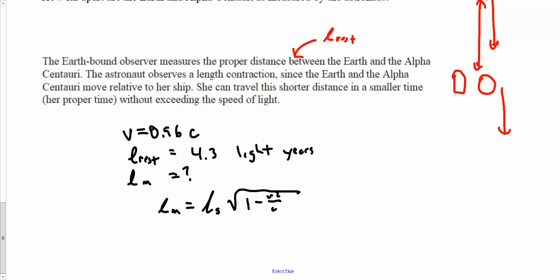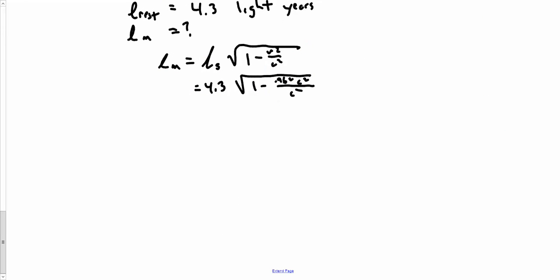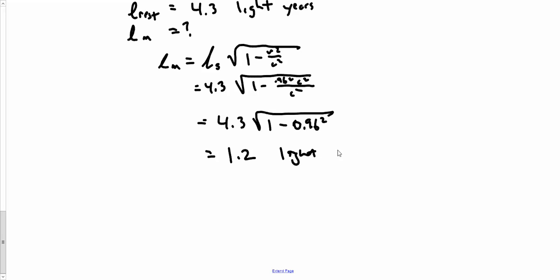I use my formula. Some people might be wondering, wait a second, shouldn't we be measuring this in meters? Distance is distance. These things have the same unit. This thing has no units. So as long as these things have the same units, I am okay. This is the square root of 1 minus 0.96 squared c squared over c squared. Now those c's are going to cancel out, and I'm going to get 4.3 times the square root of 1 minus 0.96 squared, and I'm going to get 1.2 light years.